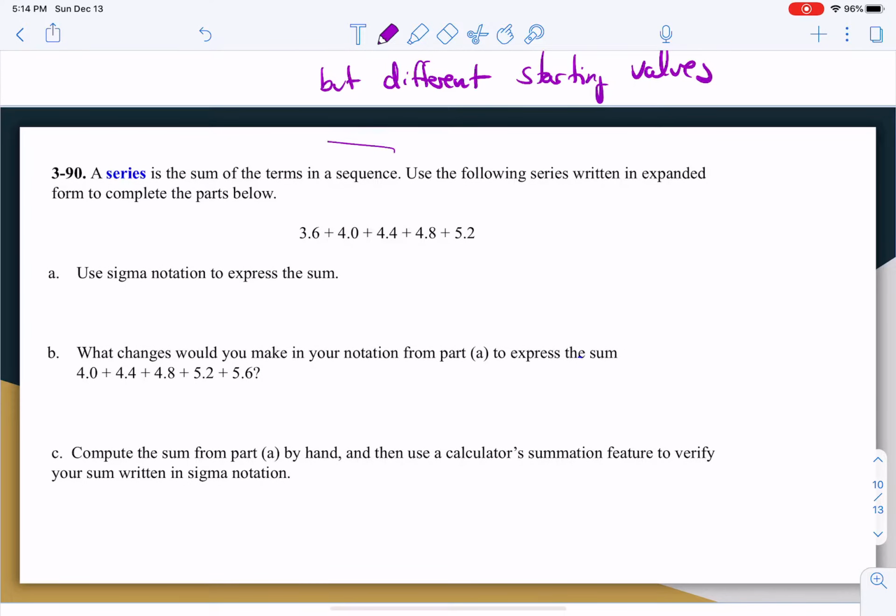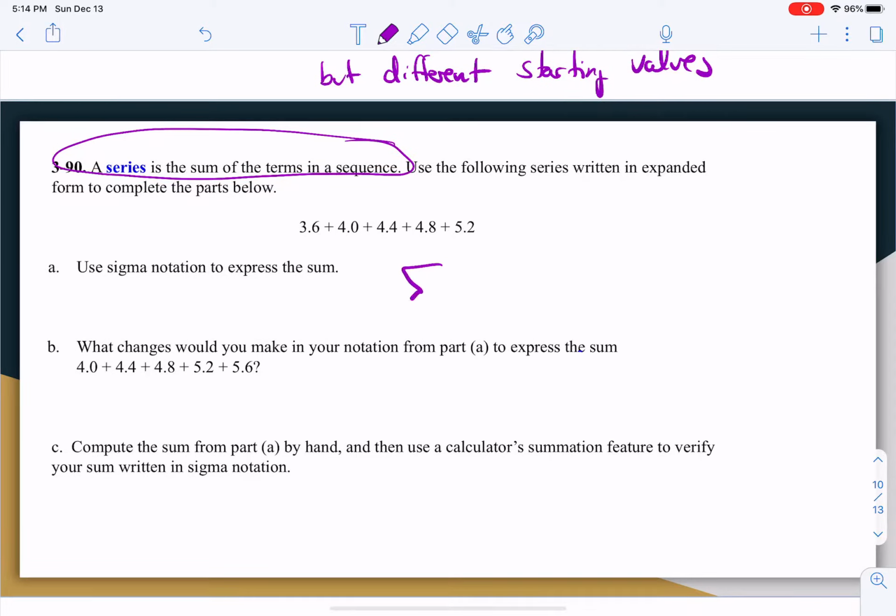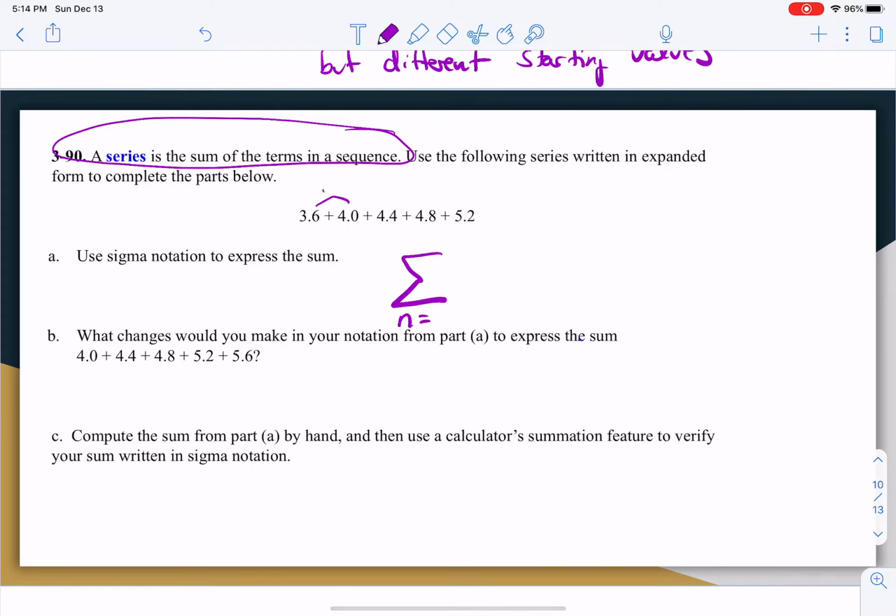So a series is the sum of the terms in a sequence. So if I want to express the sum using sigma notation, I have to make an argument and I have to figure out my index. So if I look at the common difference, I'm adding 0.4 each time. So I know I have a common difference of 0.4n.